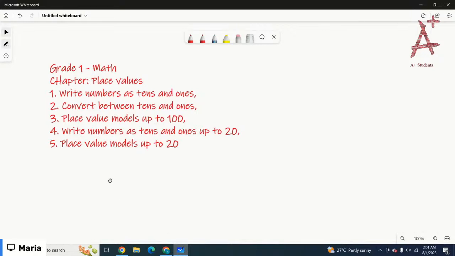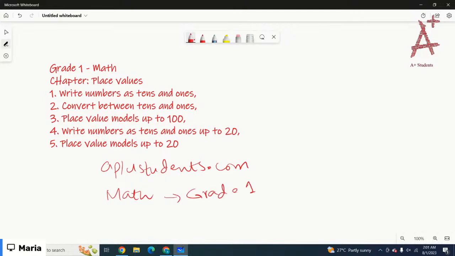So you can find all the lessons on aplusstudents.com. You have to log in there using your email address, and the password is provided by the administrator. Then you have to select math from the subject tab, scroll down to grade 1, and then click on view all lessons. There you can find a list of the chapters.